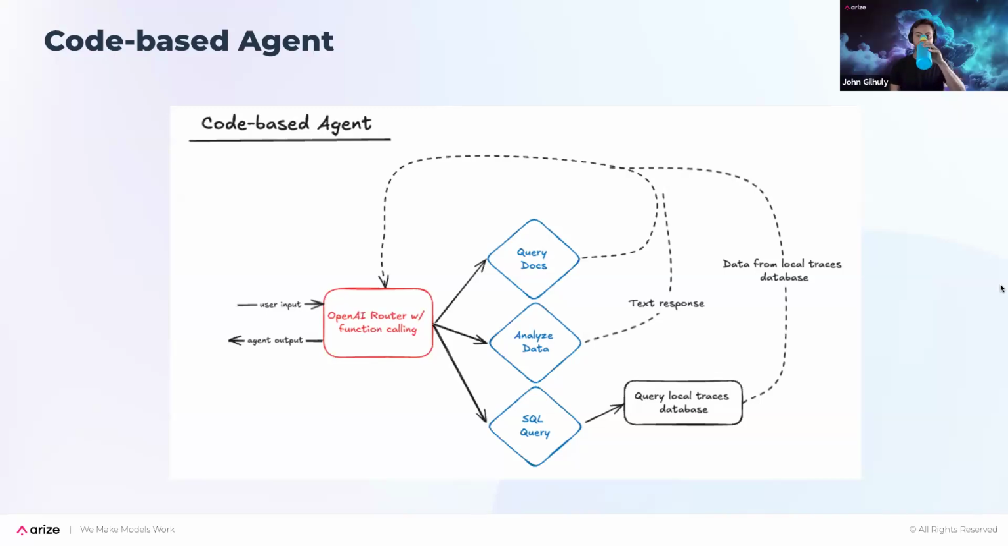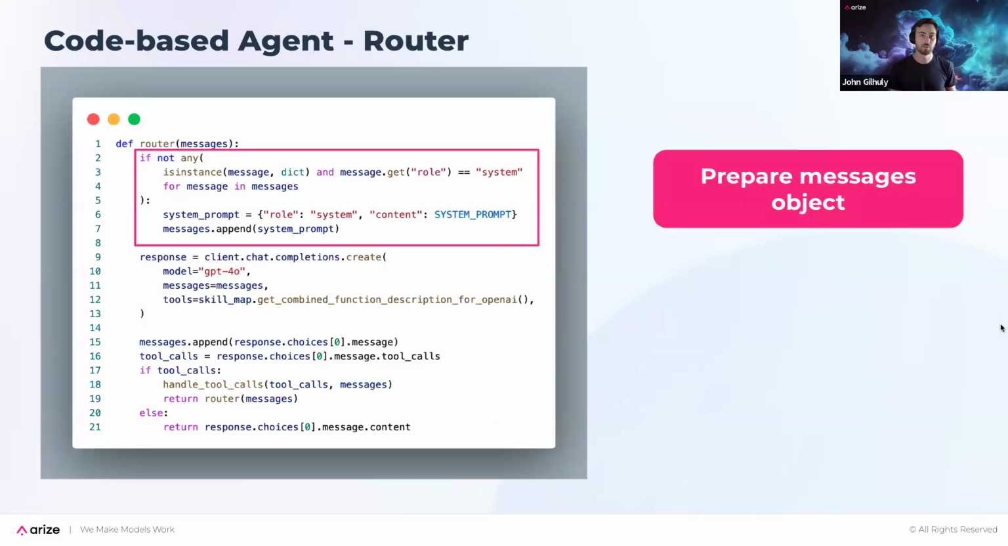Perfect. Thank you, Glenn. Okay, so we have our code-based agent. Let's take a look at some of the code that powers each of these different pieces. We can start with the router. I mentioned we're using an OpenAI function calling approach for the router. So it's pretty straightforward in the router itself.